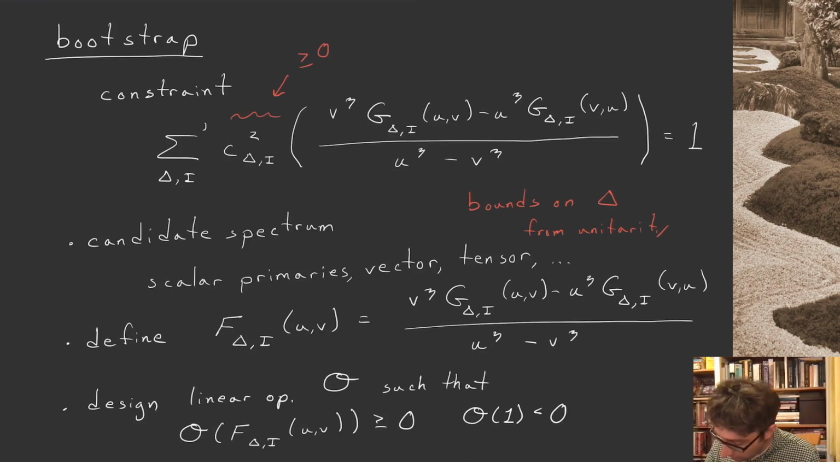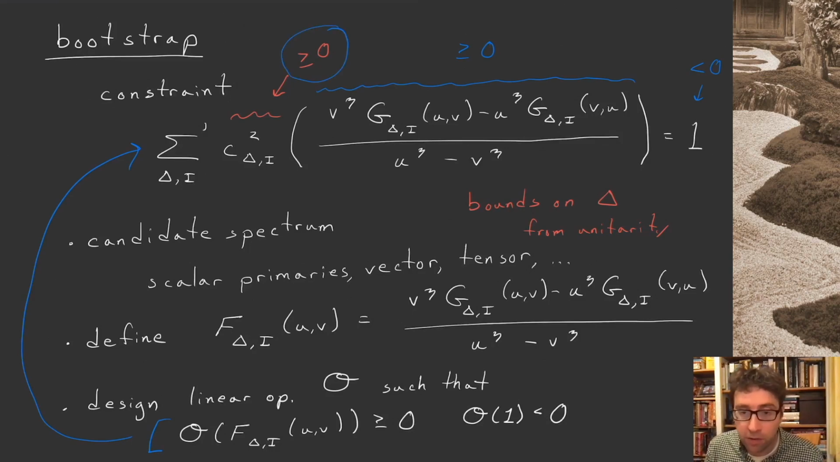Now, if that's true, let's look at what happens when we put it back into this constraint. There's going to be a problem, right? Because these terms here will all evaluate to positive numbers, whereas the thing on the left-hand side will evaluate to something that's less than 0. And we already said that all of these C delta I's are positive by unitarity, and so that's a contradiction. So if you can design such a linear operator, then you have ruled out your choice of spectrum. We've ruled out your candidate spectrum.